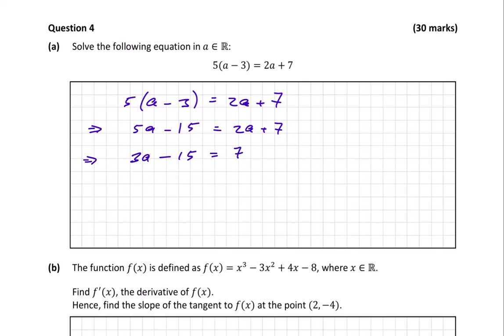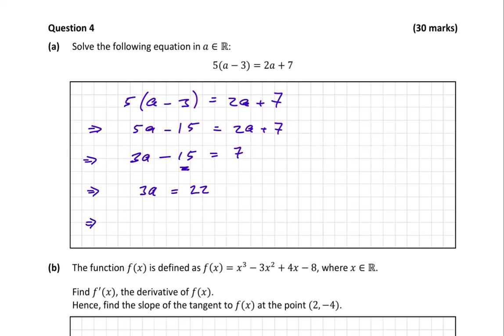So that'll just leave me with 7 on the right-hand side. So let's get rid of this 15 next. So let's add 15 to both sides. Because it's minus 15, we're going to add 15. So we'll be just left with 3a on the left-hand side, and we'll be left with 22 on the right-hand side. When you add 15 to 7, you get 22.